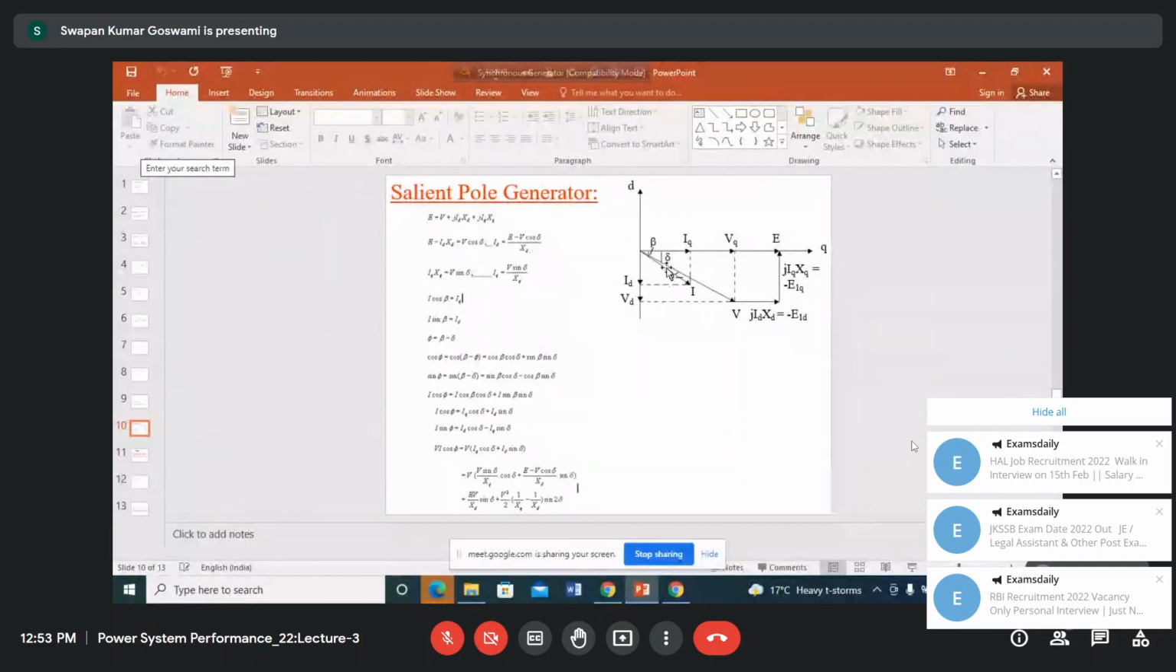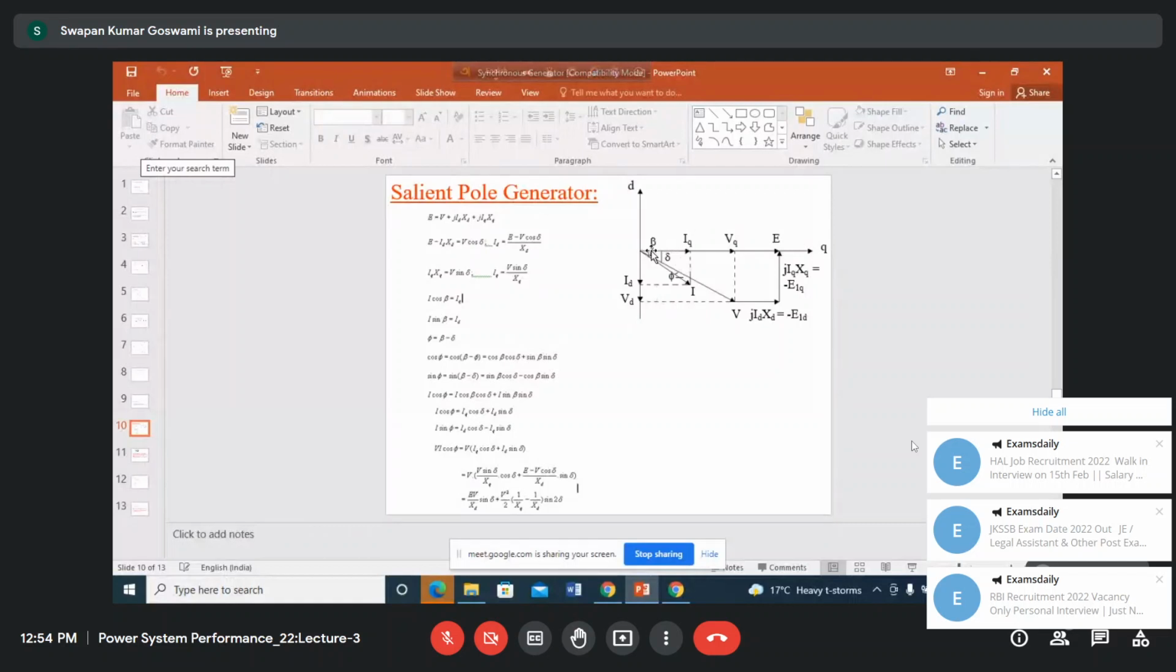Similarly, V sine delta is VD. This length is equal to this length. So V sine delta is equal to IQ XQ. Okay, IQ XQ equals V sine delta. So get the value of IQ from here.